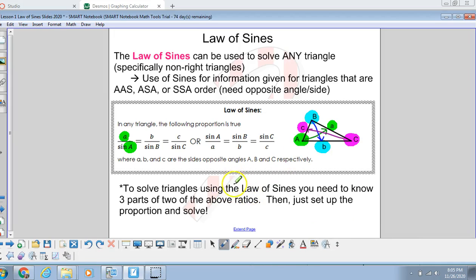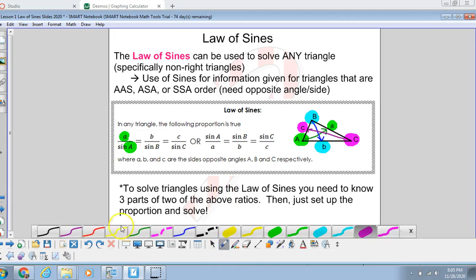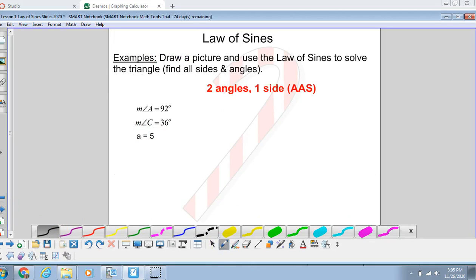Okay, and to use the law of sines, we just need to know 3 parts of 2 of those ratios, and then we just set up the proportion and solve. Okay, so let's get into it. First, we're going to do the example where we have 2 angles and 1 side. So we want to draw a picture and use the law of sines to solve the triangle. What do we mean when we say solve the triangle? Find all of the sides and angles. There's 3 sides, there's 3 angles. We're given 3 pieces, so we want to find the other 3 pieces.